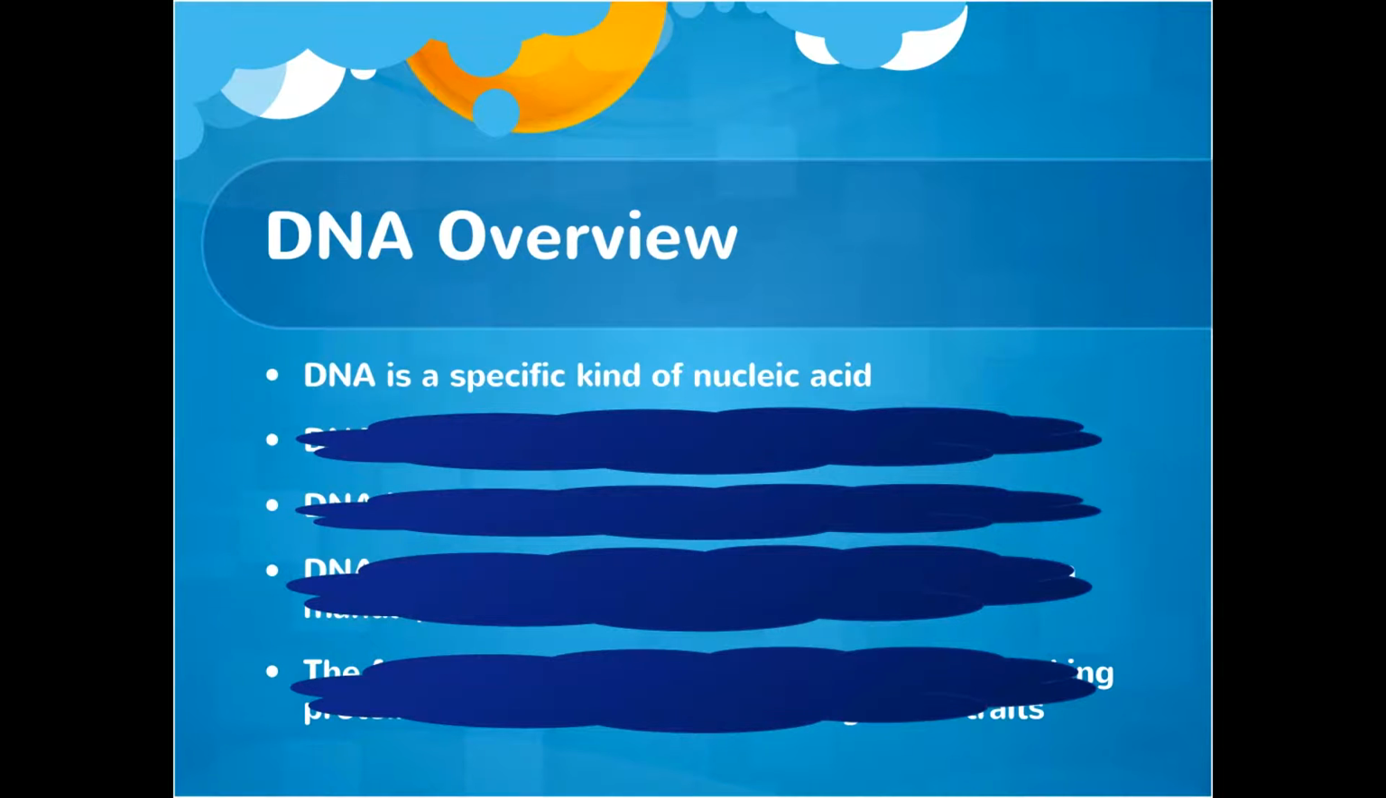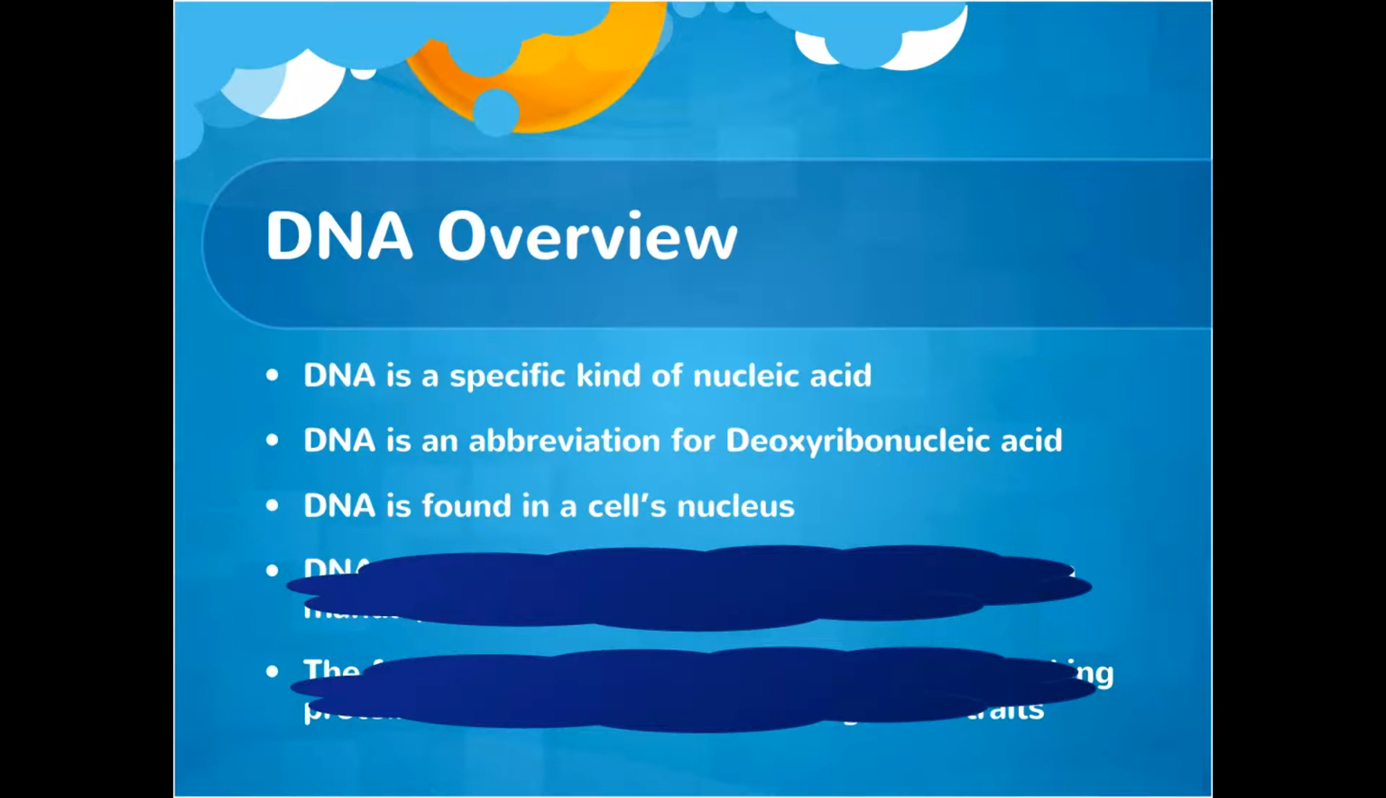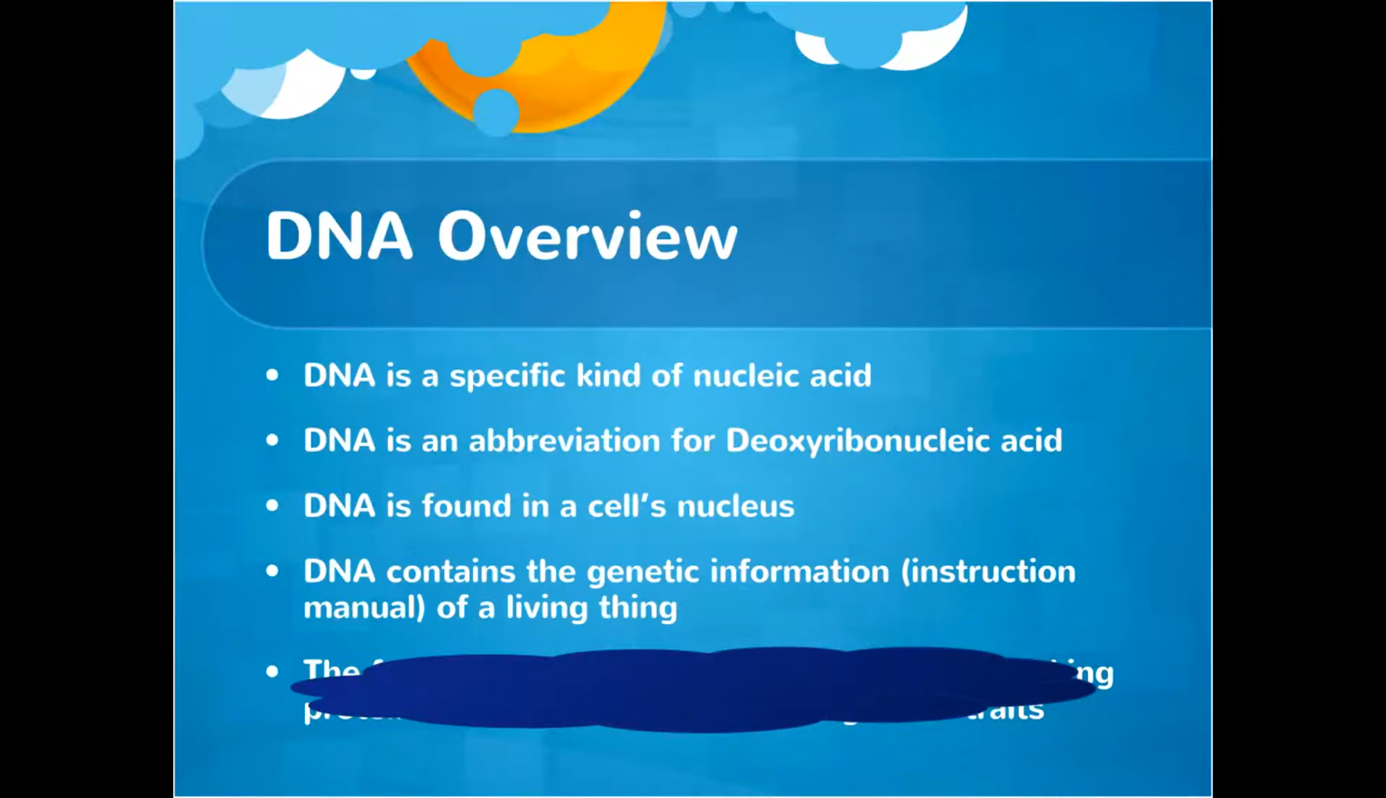So first of all, DNA is something called a nucleic acid. It stands for deoxyribonucleic acid. We actually have two nucleic acids in our body, DNA and RNA, but we're going to focus on DNA today. It's found inside a cell's nucleus. We've already talked about this in the form of chromosomes, which is the way that we usually see them. And they contain the genetic information for living things. Basically, it's the instruction manual on how to build and operate a living organism.